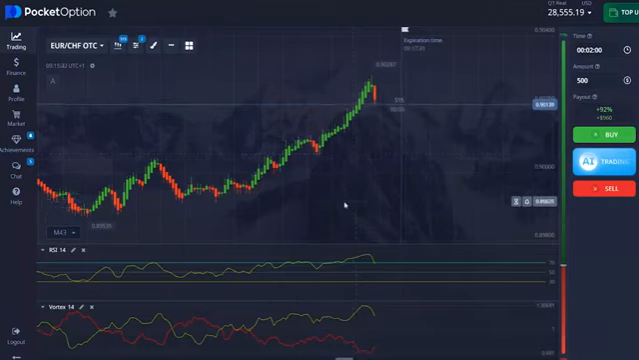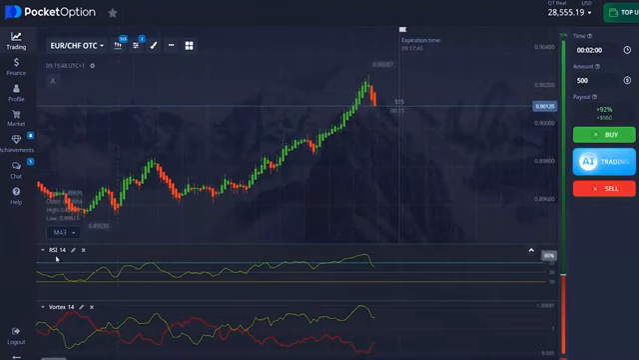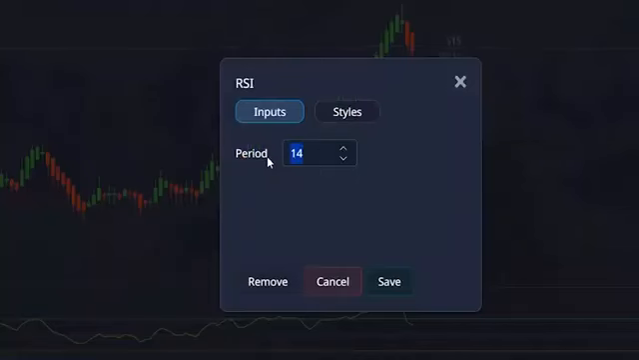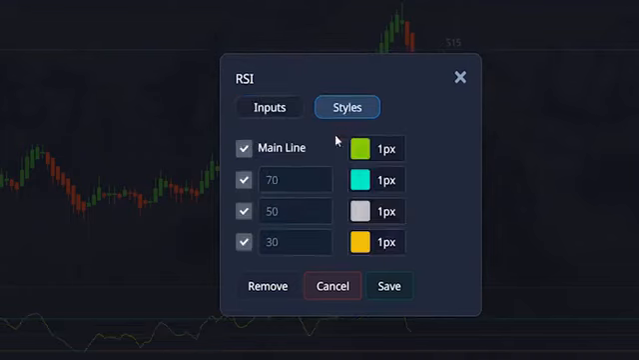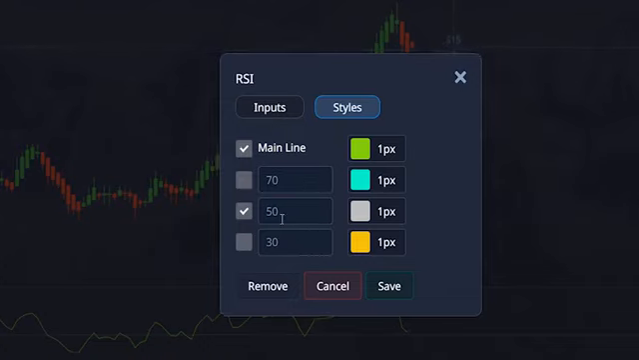So the first thing we need to do is to set up our indicator settings. We're going to come over to the first indicator, which is the RSI. So we're going to come right here. I'm going to turn the period to 8. Right here on the style level, we're going to turn off these two lines, the 70% and the 30% line. Then we're only going to be leaving the 50% and the main line right here.